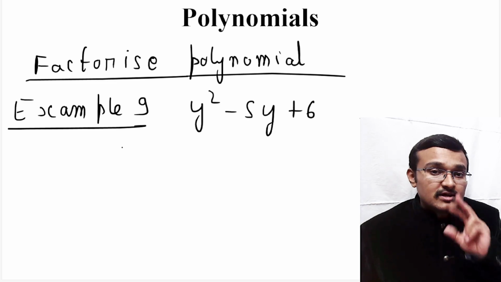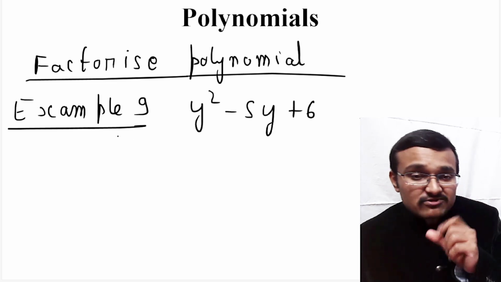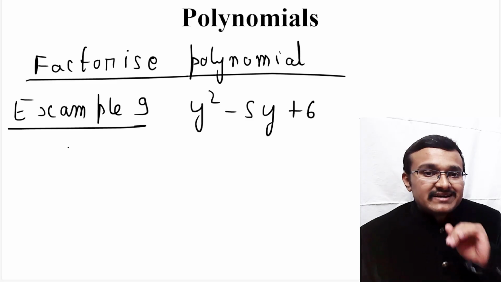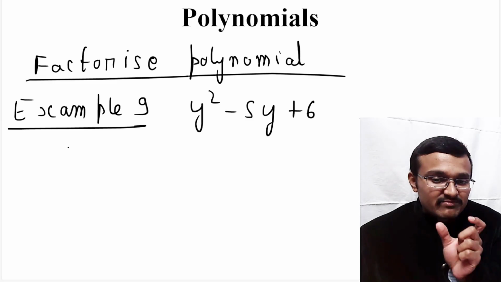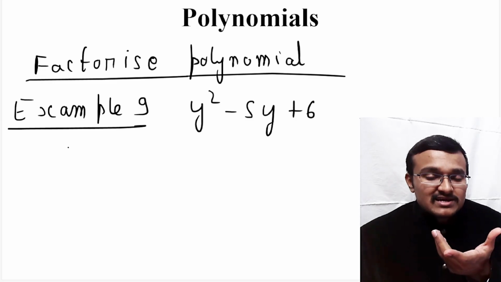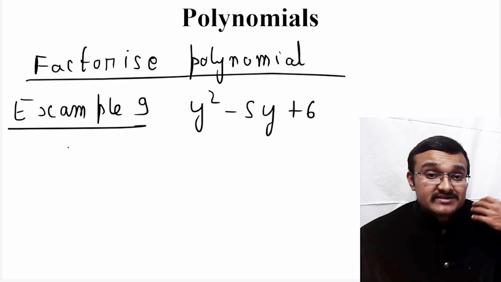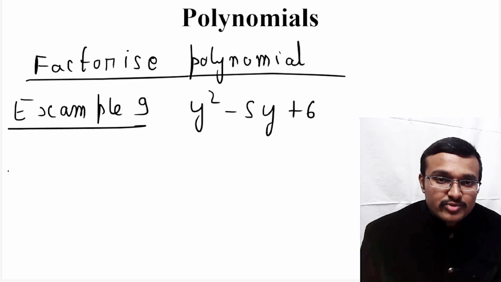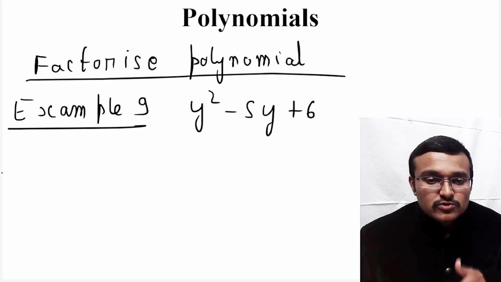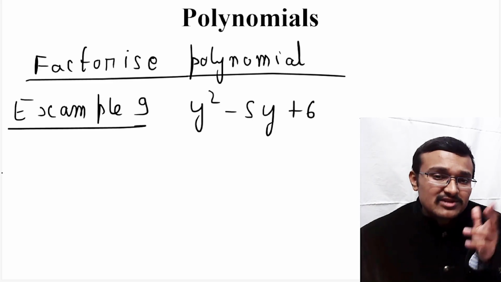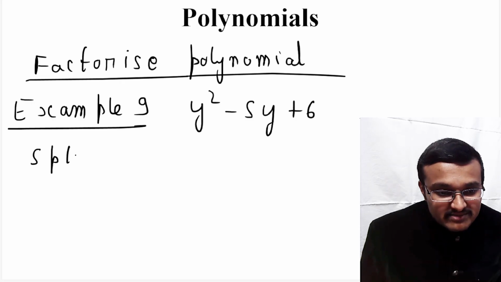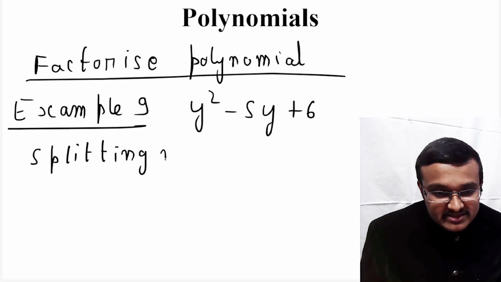Here two methods you can use to find out the factors of a particular polynomial. One is directly you can split the middle term and take the common, or you can directly use the factor theorem and try to factorize this particular polynomial. So we'll try to understand how to factorize this polynomial using both the methods. First we will use the splitting method.